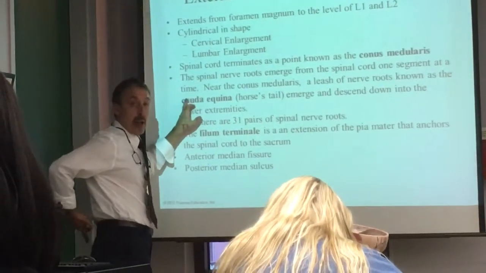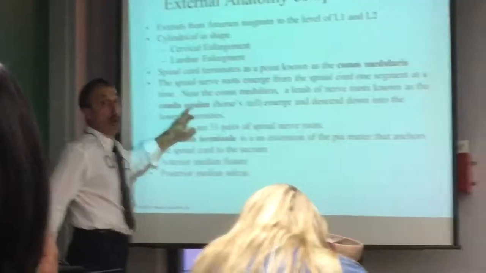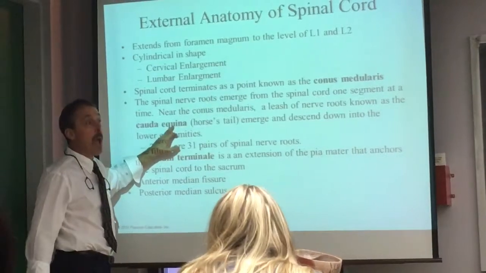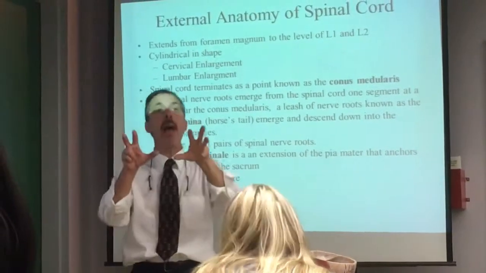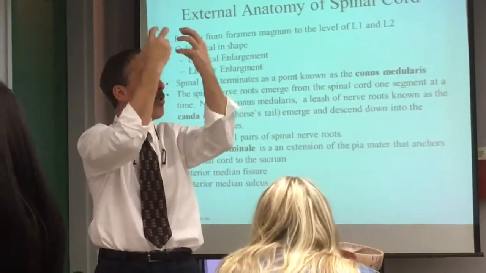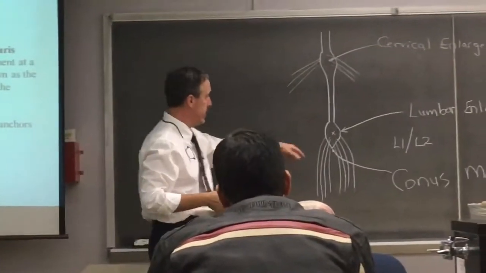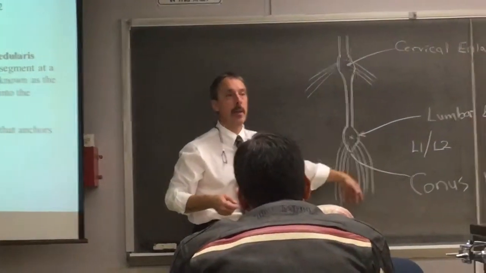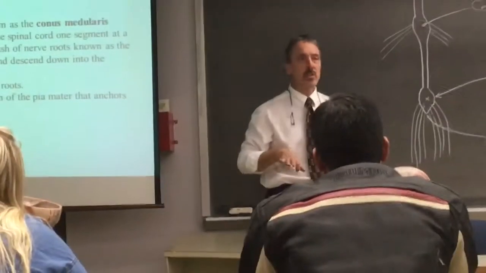Cauda means the back of. What is equine? Equestrian. Horse, right? You never heard that word. Equestrian is a horse. So cauda equina is like looking at the back of the horse. It looked like the horse's tail. And all it is is those nerves that are coming down towards the buttock area and the legs. Okay? Any questions on that?